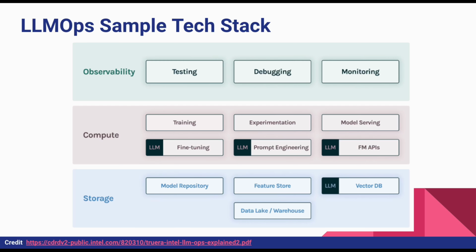The layer above is the compute layer, where all the training happens, experimentation of models, and even the model serving, either as APIs or using SDKs, is offered in this layer. Some of the components specific to compute are fine-tuning components, the prompt engineering layer, and also the foundational model APIs. Everything is part of the compute.